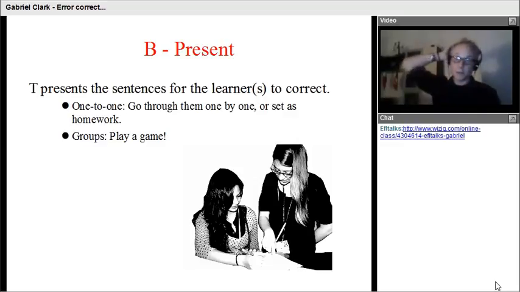Or if you have a large group, a class, it is a great opportunity to play a game. What I would do, for example, is write down all the sentences and errors on a board, put the students into teams, tell them to correct the sentences on the board themselves in teams, and then they can give them to you one by one, and you can allot points for each group, depending on how close to the correct form they get.